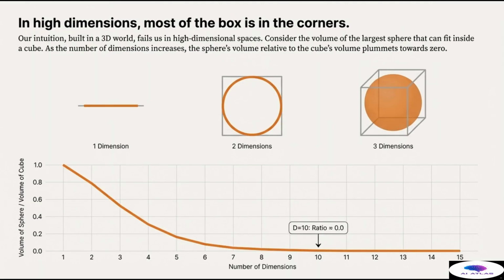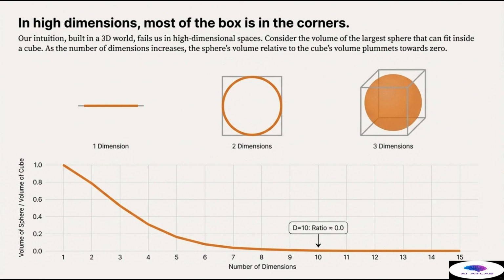To truly appreciate how strange high-dimensional spaces are, we must abandon our 3D intuition because it fundamentally fails us. Consider the volume of the largest sphere that can fit inside a cube. In a one-dimensional line, the ratio of the sphere, a line segment, to the cube, the whole line, is 1. The sphere takes up the entire space. In 2 dimensions, the square, the inscribed circle already leaves a significant portion of the cube unused, the 4 corners. In 3 dimensions, the sphere leaves even more volume in the corners.